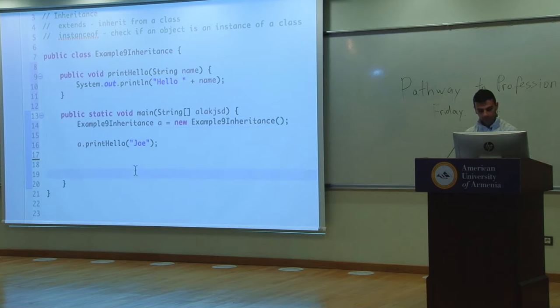Is it possible to make the instance, like ExampleInheritance dot? No. If you just do ExampleInheritance dot printHello, you can do that as long as the method is static. Remember, if it's static, it's attached to the class. If it's not static, it's attached to the instance. That's the difference. Questions on just this?